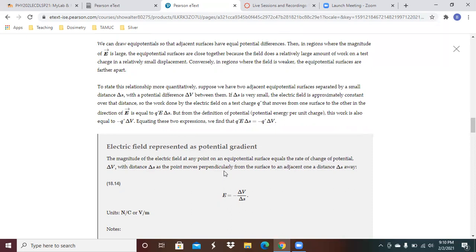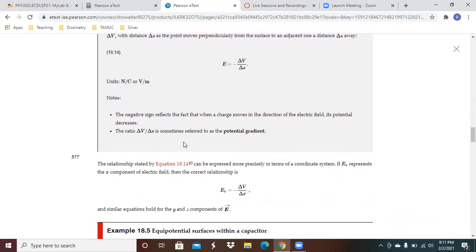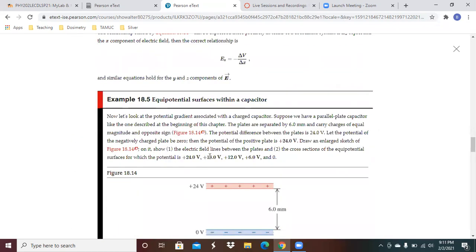But from the definition of potential, or potential energy per unit charge, this work is also equal to minus Q prime delta V. So you put the two expressions together, and what you come up with is that the electric field is equal to minus the change in voltage over the change in distance. The negative sign reflects the fact that when a charge moves in the direction of the electric field, its potential decreases. The ratio is sometimes referred to as the potential gradient.